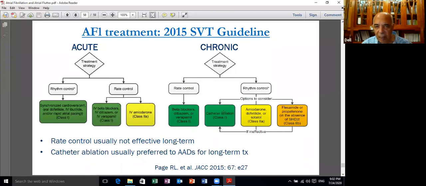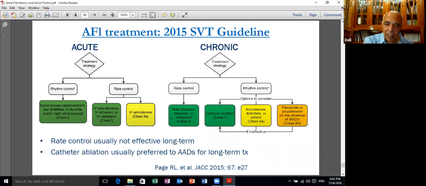If the patient does not accept catheter ablation, then class 2A is amiodarone, dofetilide, and sotalol. Unfortunately, we have no choice except to put the patients on amiodarone with its toxicity. If there is no structural heart disease, then it's easier. Propafenone is the only class 1C available, but flecainide is approved. If you choose treatment by rate control only, it's similar to the acute situation: beta blockers and diltiazem.